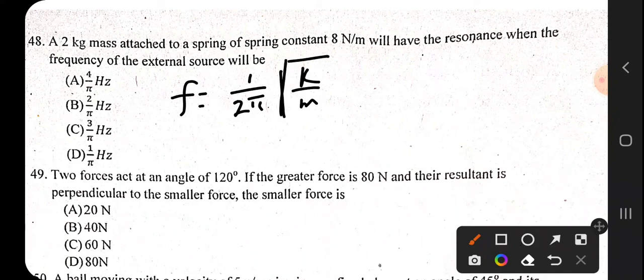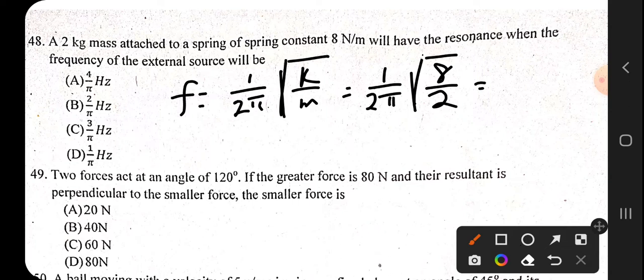So put the values: 1 by 2 pi root over of k by m. K is 8, m is 2, that means 8 by 2 is 4, root of 4 equals 2, that means 2 by 2 pi, and the 2 cancels, which is equal to 1 upon pi. So the answer will be 1 by pi hertz.